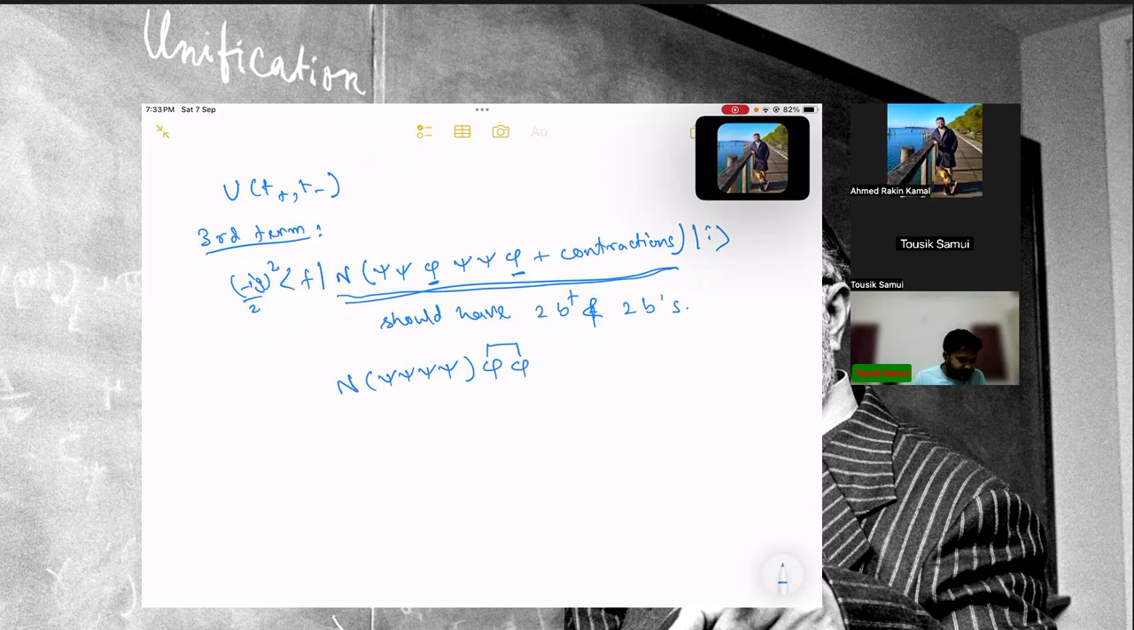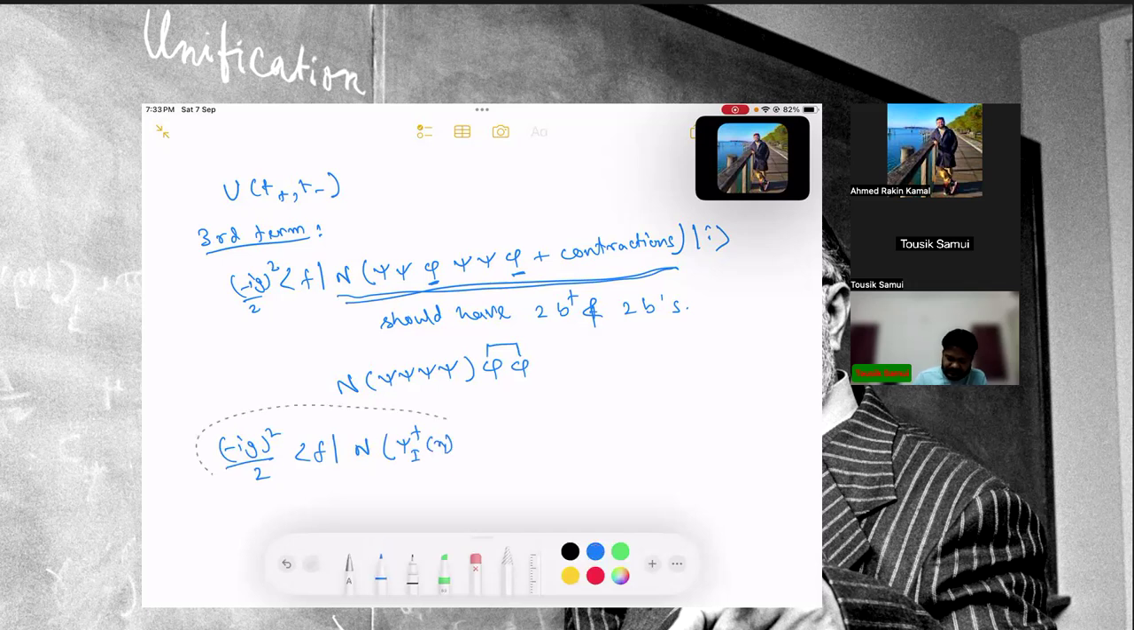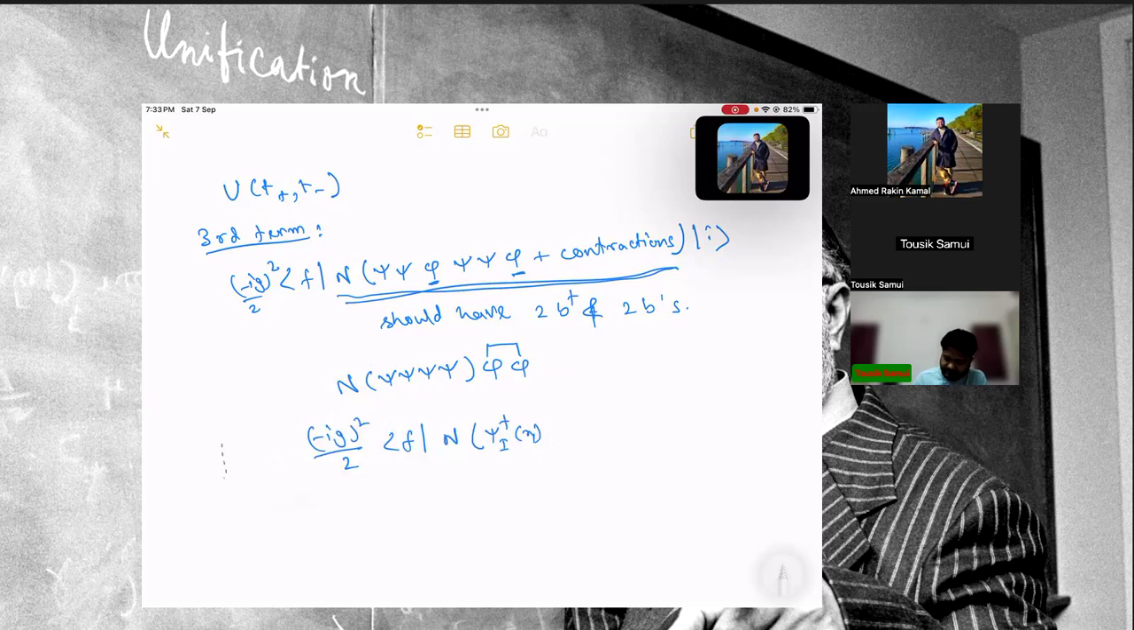So the only surviving thing is the normal ordering of psi dagger x1, with the integration, psi x1, psi dagger x2, and phi, and then we have to have the contraction of phi x1 minus x2.